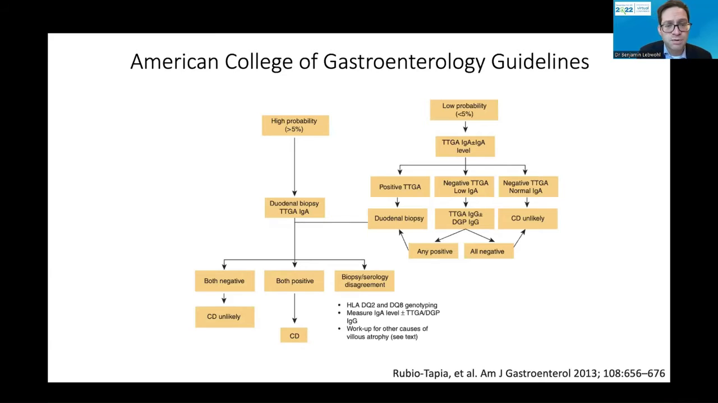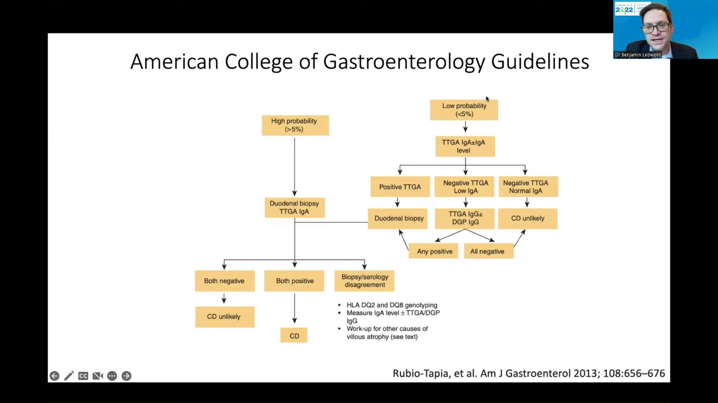The high probability shown on the left, according to this guideline, is a kind of patient who you're so suspicious that you don't even trust the blood tests if it's normal or negative. You go straight to a biopsy. And if you have a positive biopsy, then you've got celiac disease. And if the biopsy is not positive, then the patient does not have celiac disease. And if there's a disagreement, then that often requires further evaluation.